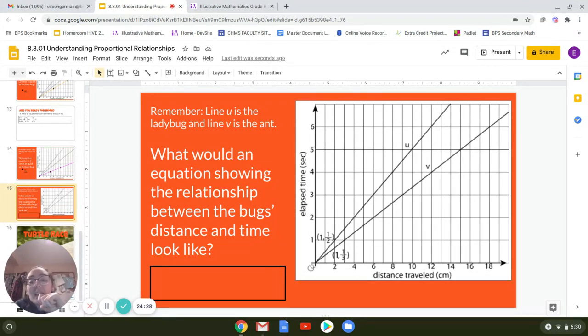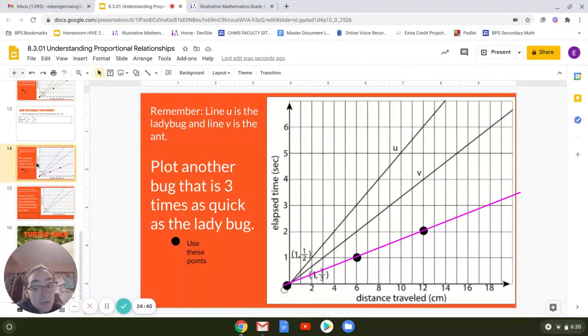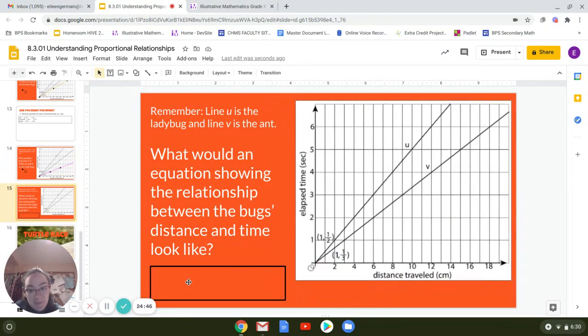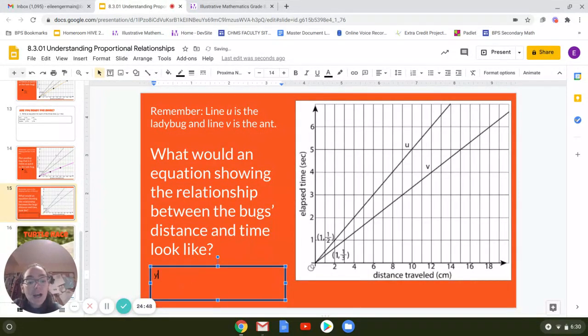It says, remember, line U is the ladybug and V is the ant. What would be an equation showing the relationship between the bug's distance and the times look like? So if we're looking back to this new guy that we just plotted here, what's his equation going to be? Remember, we use that form of y equals mx. So let me write that in here. y equals mx. And I want you to take literally 30 seconds. Pause and see if you can write the equation for this guy here.